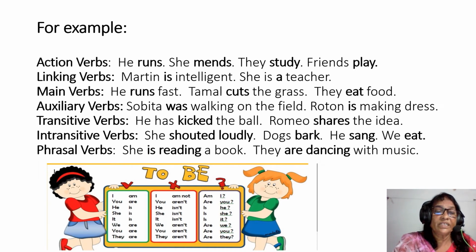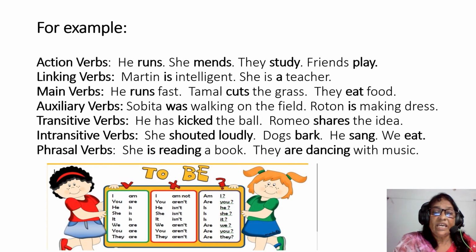Main verbs: he runs fast. Thamal cuts the grass. They eat food. So here we can see the main verbs: runs, cuts, eat. Auxiliary verbs: Shobita was walking on the field. Ratan is making dress. So in Shobita was walking, was is the auxiliary verb. Ratan is making, so is is the auxiliary verb.